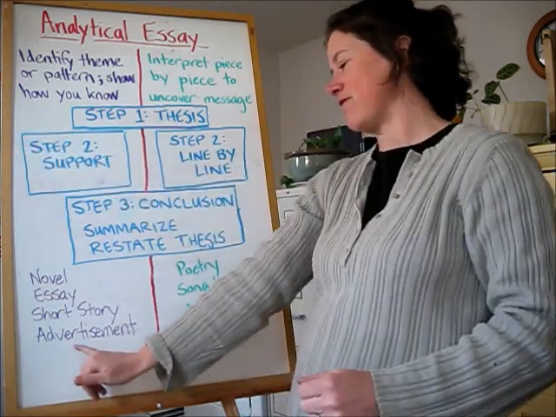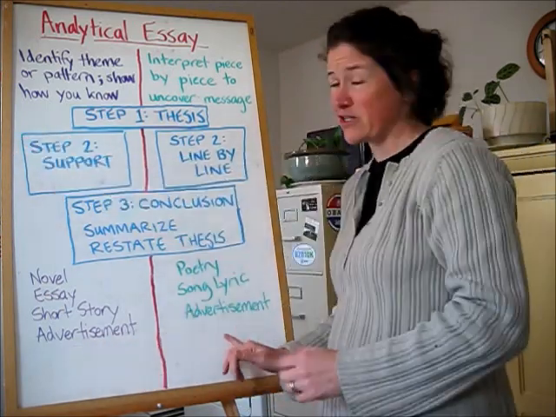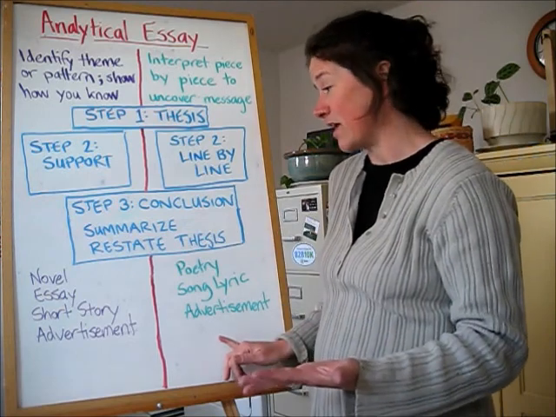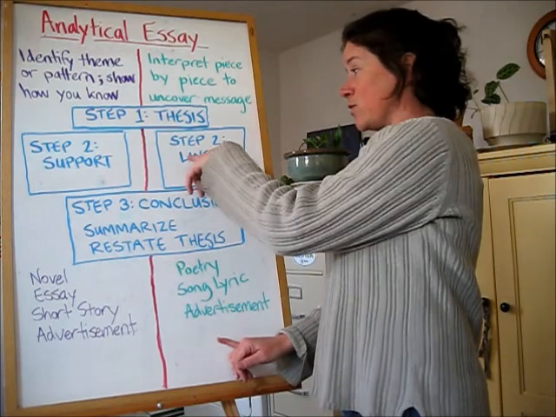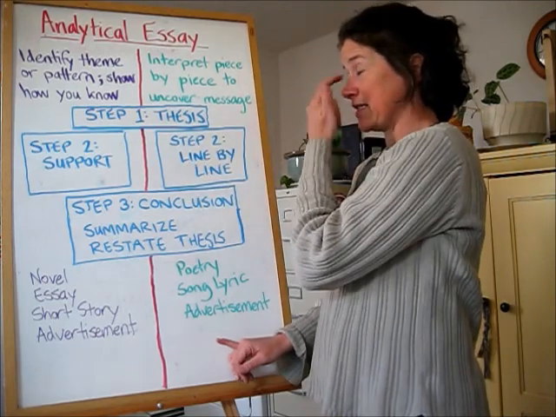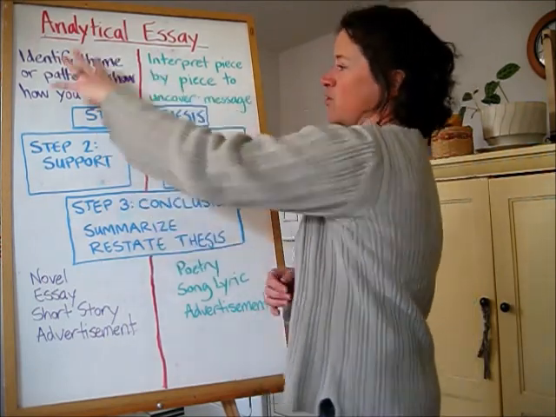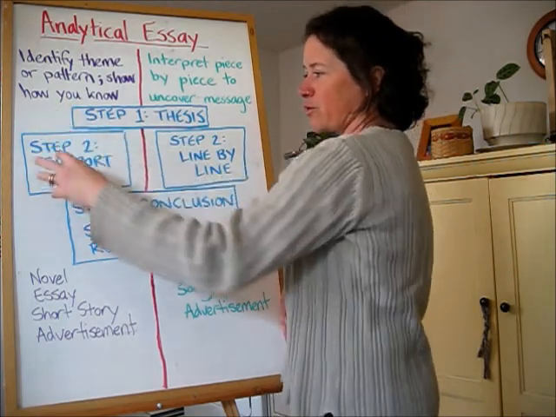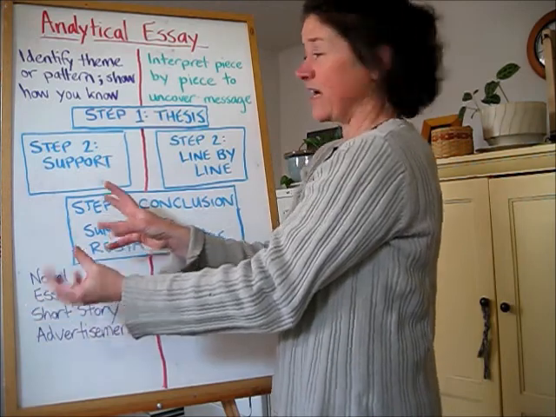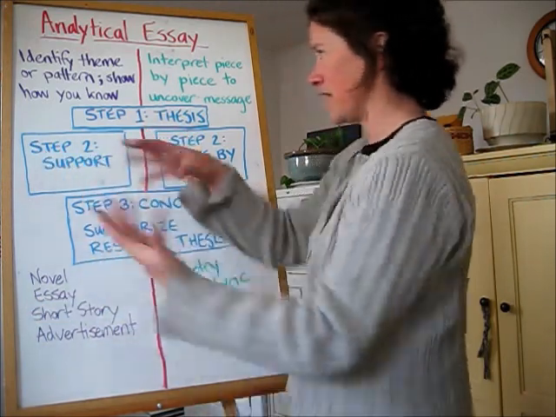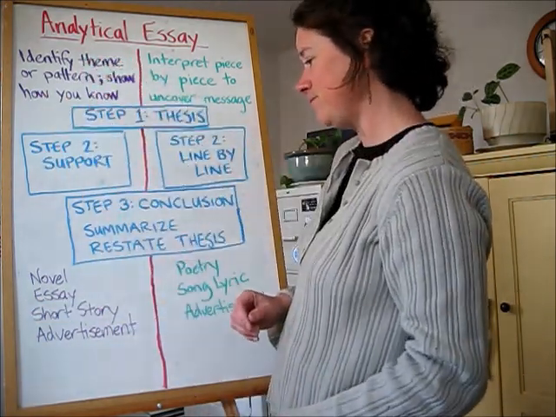Now, you'll see on the bottom I have advertisement listed on both sides, and that's because you can tackle an advertisement either way. You can go through image by image, pointing things out to support your thesis, or you can say this is the overall theme and offer 3 body paragraphs that address the tone, the overall tone of the ad and the images and what's there and how they all contribute to that theme.